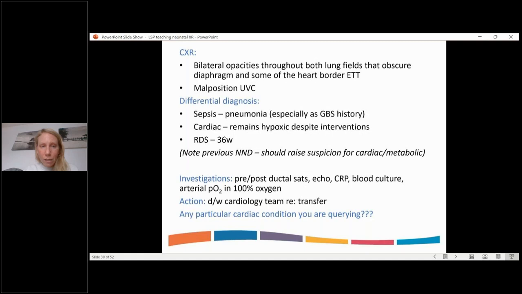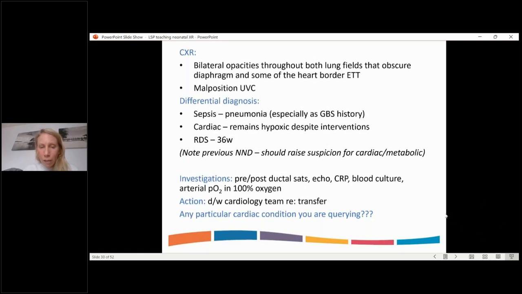And then, as Ali said, you want to think about cardiac. So you've almost maximized your neonatal intensive care and the baby remains severely hypoxic. So cardiac's got to be up there. And then obviously RDS, but it would be very severe at this gestation to be causing this level of hypoxia. And just bear in mind the history of neonatal death. Although it was felt to be GBS sepsis, this should increase your suspicion about any cardiac or metabolic causes.